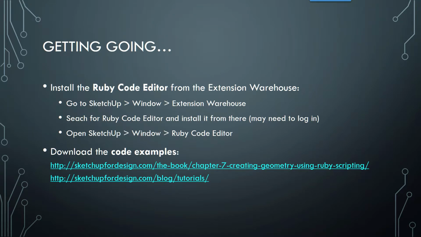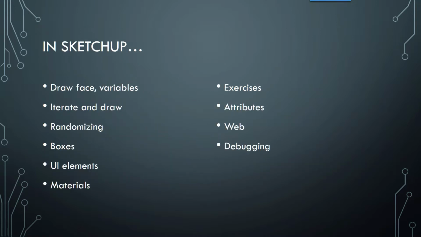So then within SketchUp, go to Window, Extension Warehouse, find the Ruby code editor, and just download it from there or install it, and then you can find it. The code examples that I just showed you are actually under my blog, under the tutorials. Just one of the recent ones. You can find them really nicely. I also, from my book, have all the scripts online. You can just download those as well from there. And you can do those things.